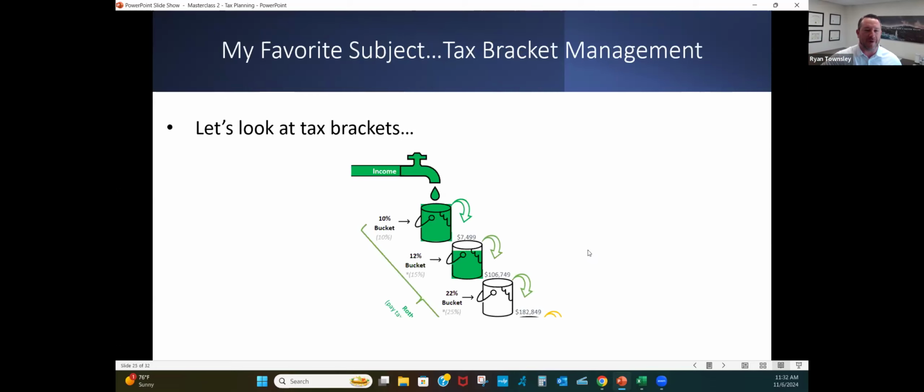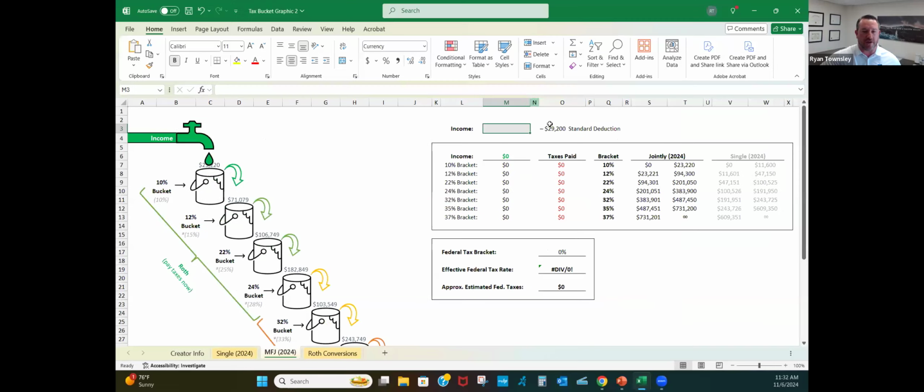All right, so now on to my favorite topic. My favorite topic is tax bracket management, AKA Roth conversions, things like that. I want to bring back this graphic. Everybody loved it. I didn't make this. A friend of mine made it at another institution.